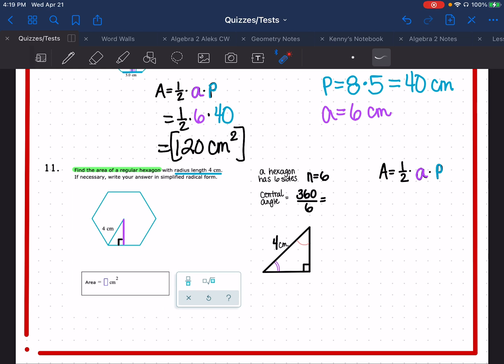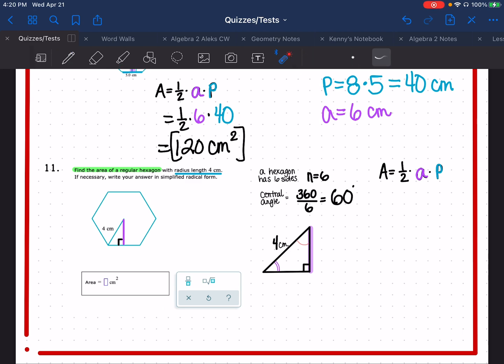A hexagon has 6 sides. So to find the central angle of this right here, I'm going to take 360 and divide it by 6, and I get 60 degrees. Now this right here is my apothem. This is my apothem, which is that purple line in the hexagon as well.